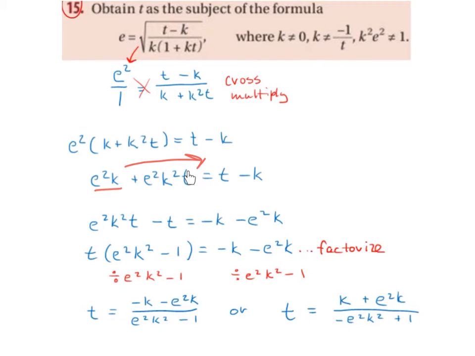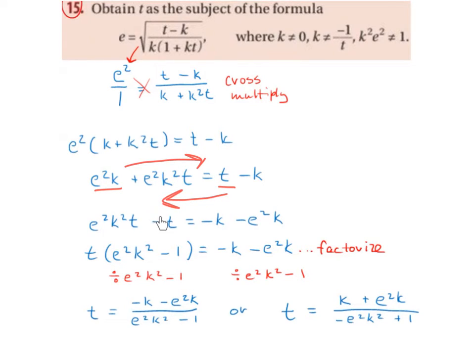E squared K squared T has a T in it, so that just stays on the left of the equal sign. T clearly has a T in it, so that's going to come over to the left of the equal sign, and it's going to become minus T. Then I've got the equals, and minus K stays on the right hand side, and then I've got the minus E squared K that I brought over from here. E squared K squared T stays on the left. Then I've got my equals. T comes over, becomes minus T, and minus K stays on the right. So now I have everything that has a T on the left and anything without a T on the right, because I'm trying to make T the subject.